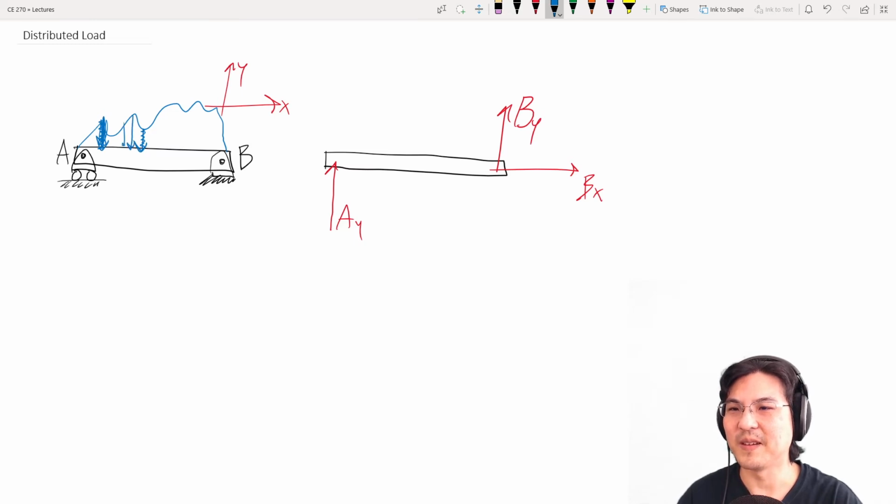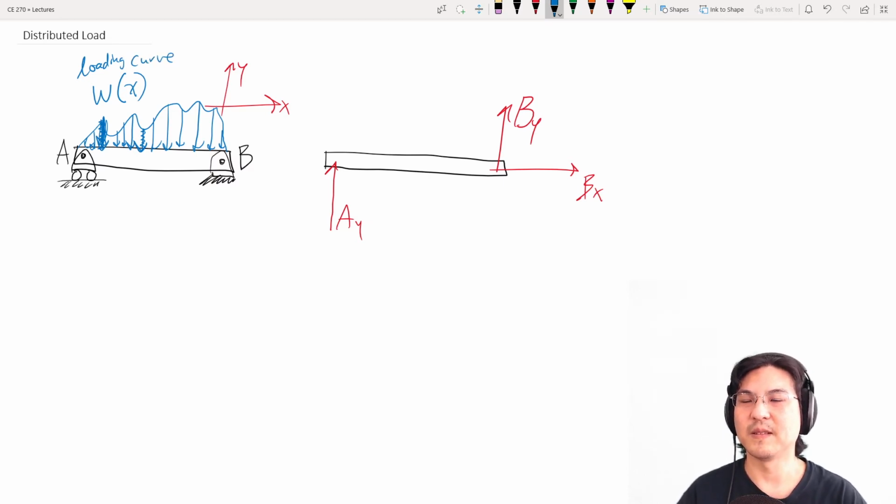So you see, I can make this into slices. And then depending where I am in this x direction, the load changes as a function. So this is a loading curve. It's a function of position, so it'll be some force per unit distance, like newtons per meter, or pounds per foot.